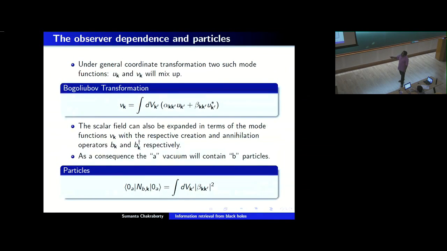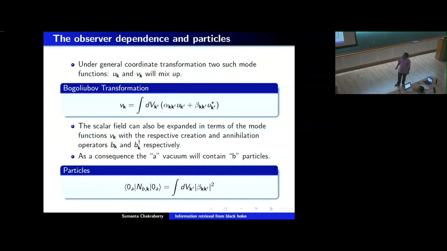So you can have various kinds of wave mode functions, u_k, v_k, under general coordinate transformation, and they mix up. For example, you can write a different mode function v_k in terms of the mode functions u_k and u_k star. So positive frequency and negative frequency all mix with each other, and the corresponding coefficients are known as the Bogoliubov coefficients, this alpha and this beta.